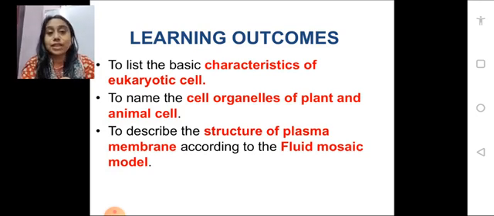So in this class, what we have got to know. Let us see. Today's learning outcomes will be to list the basic characteristics of eukaryotic cell. We will not go into detail in today's class, we just go to the basic characteristics. Next, we will name the cell organelles of plant and animal cells. We are going to describe the structure of plasma membrane according to the fluid mosaic model. So let us get started.